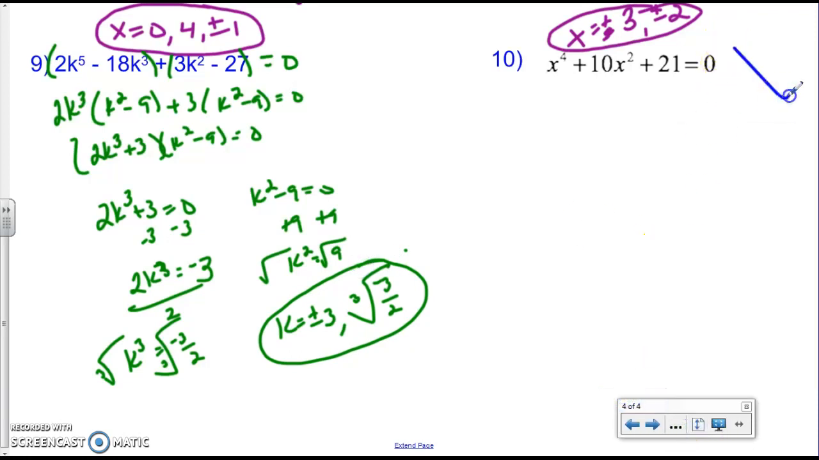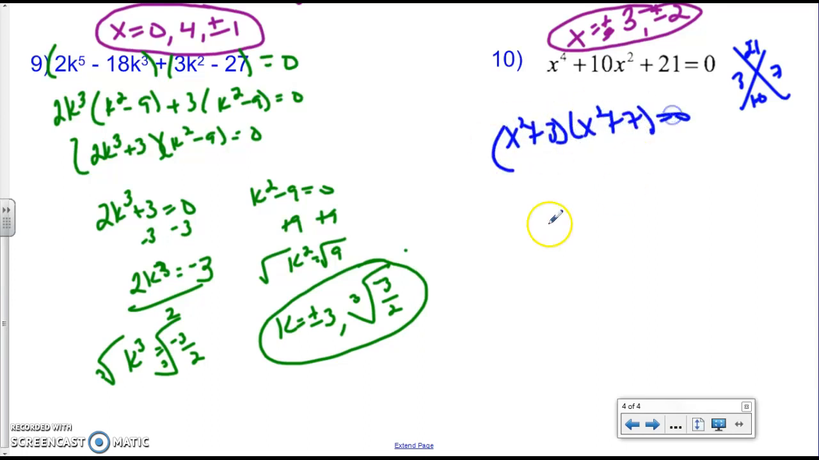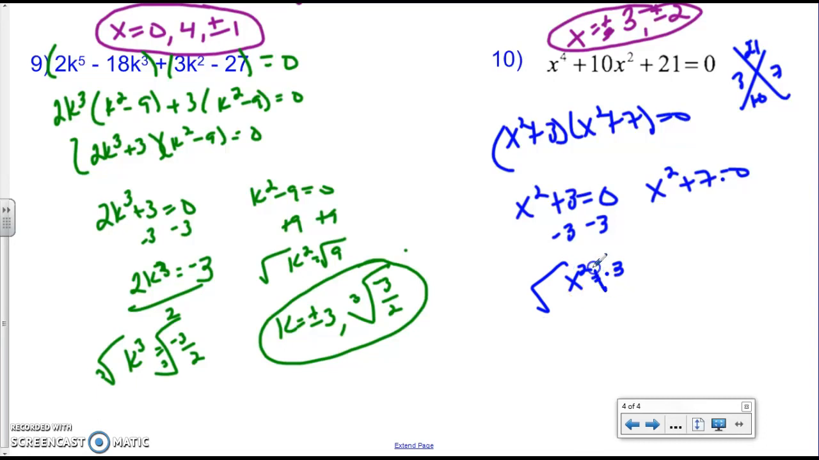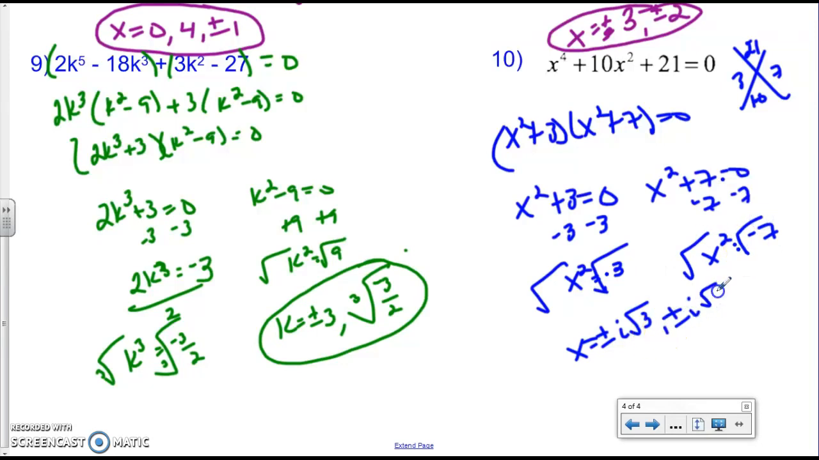Last one, x factor, 21 and 10. So I have 3 and 7. So I have x squared plus 3 equals 0, and x squared plus 7 equals 0, and then solve. And same thing here, subtract 7, and square root, and then I need an i, but I can't break those down at all.